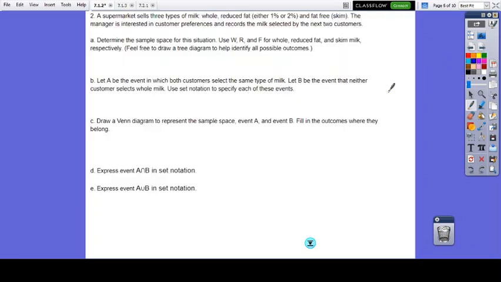I want you to pause the video and go ahead and do the question at the top of your page. Work all the way through the dotted line that you have there. So it's question number 3 on your paper.